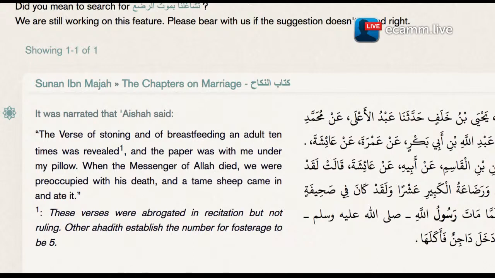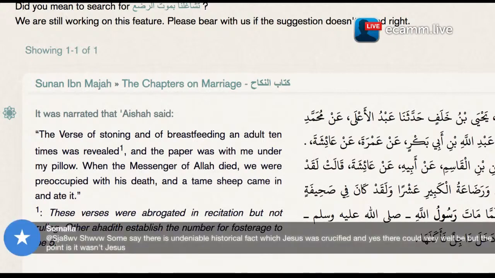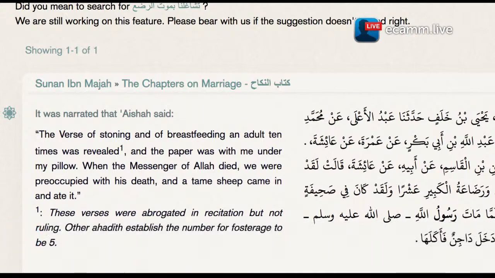Somalia, again you are saying silly stuff. I will put your comment on the screen so we can laugh. So there is a historic fact that Jesus was crucified, but yet it's not him. That is even making you more stupid, like your prophet. Because if the historic fact says Jesus was crucified, how is it a historic fact and it's not him? I mean, who is the stupid here? You say historic and you say fact, and then you say it's not him.